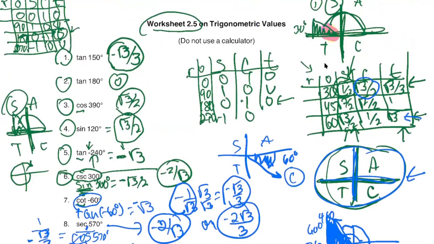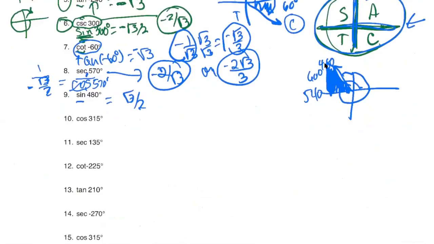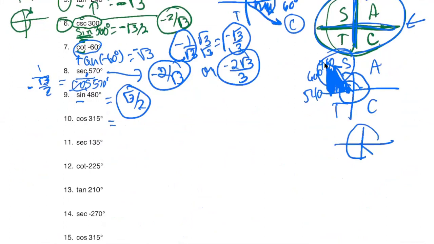Sine of 60, square root of 3 over 2 in my chart right here. And I'm going to check my sine. All students take calculus. All right, so sine is positive. There's my answer.